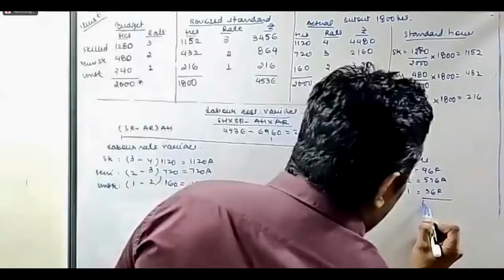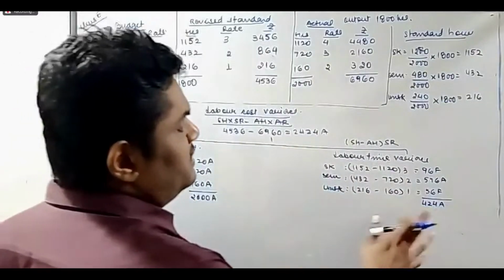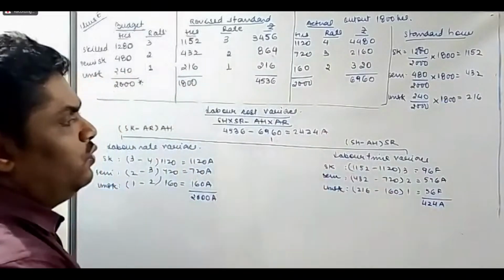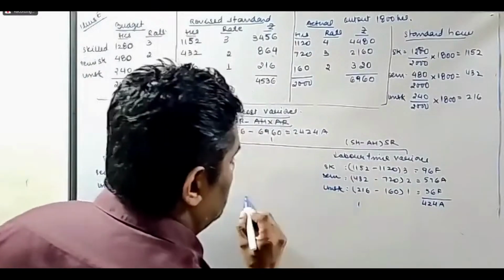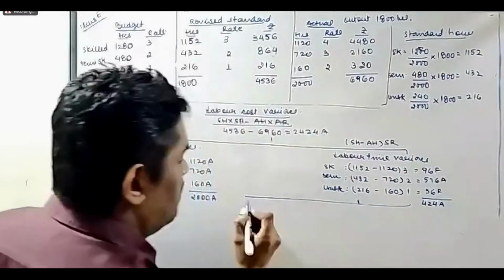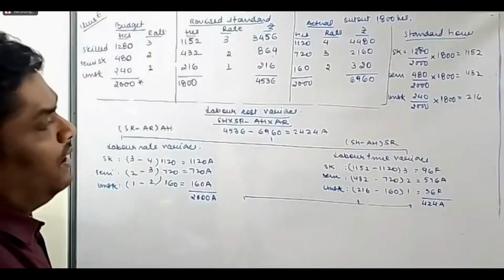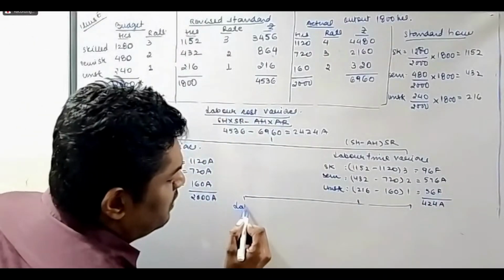So this will be 424 adverse. So 2000 adverse plus 424 adverse, we will get 2424 adverse. Now labor mix variance.